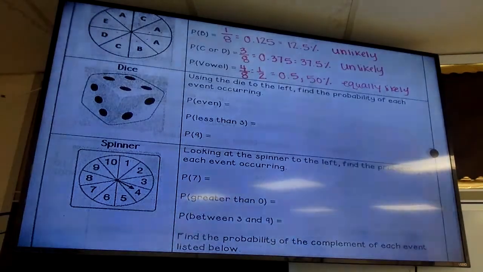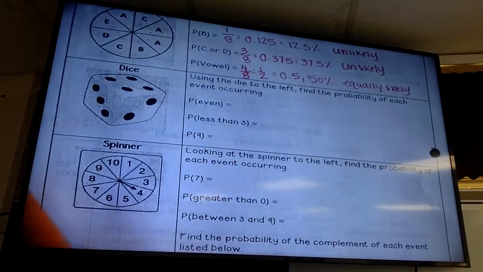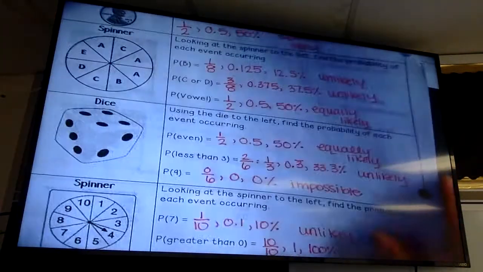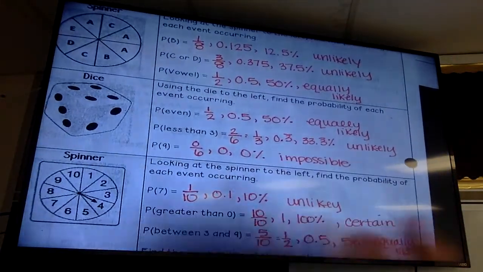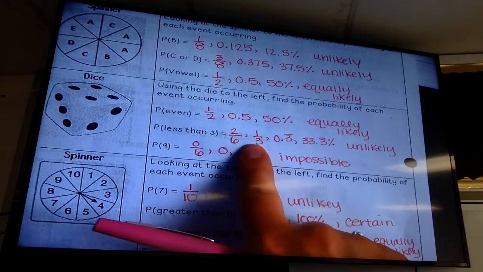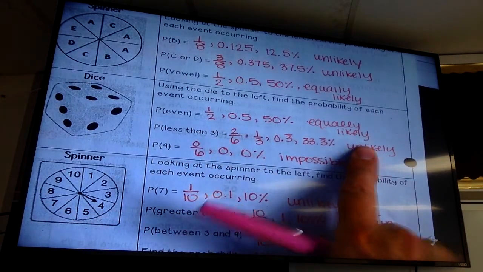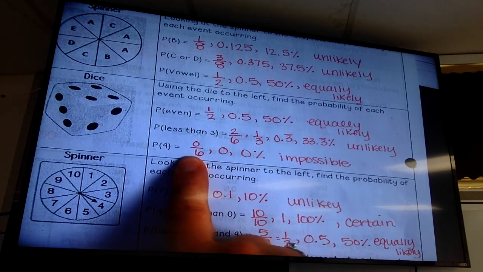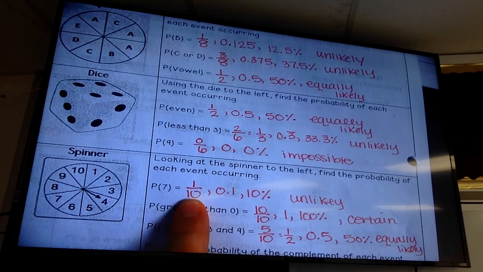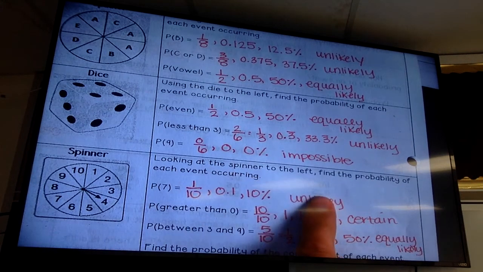So my answers for these ones should look like, I'm just going to put up the answer key. So the answers for this one should look like this. Here I have 1/2, equally likely, 1/3, unlikely, probability of a 9, can't roll that, so it's impossible. Here, the probability of spinning a 7 is 1 out of the 10 spots have a 7, so unlikely.